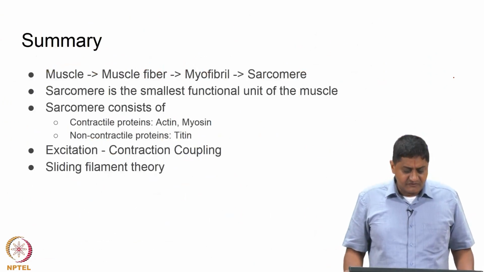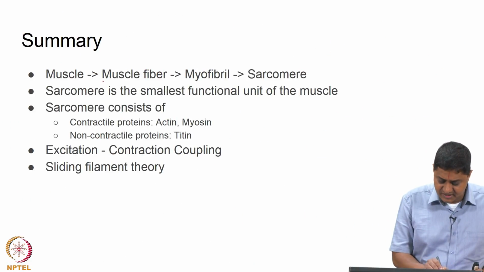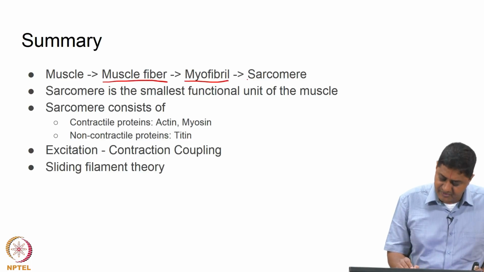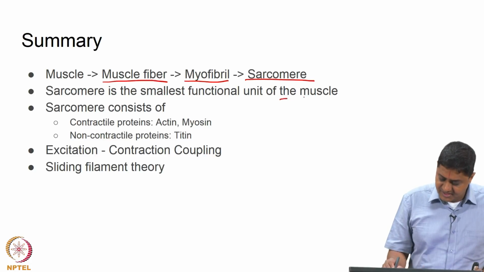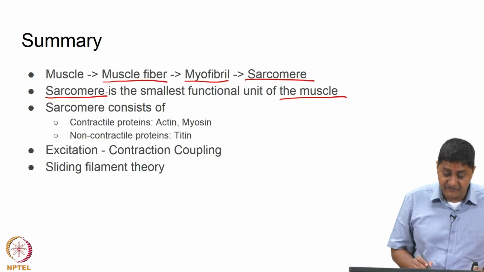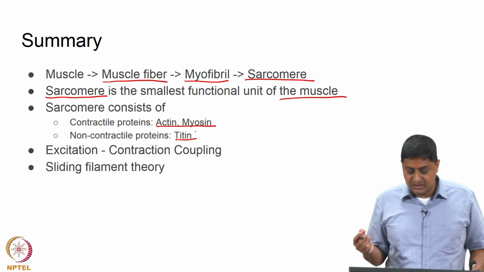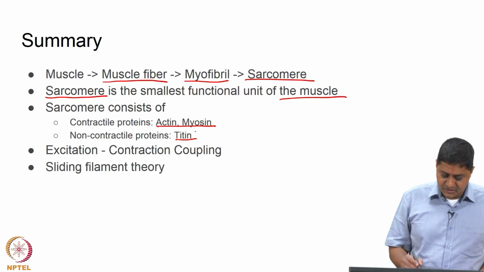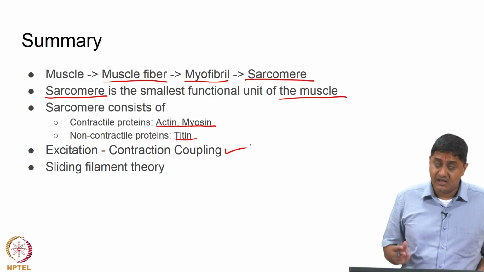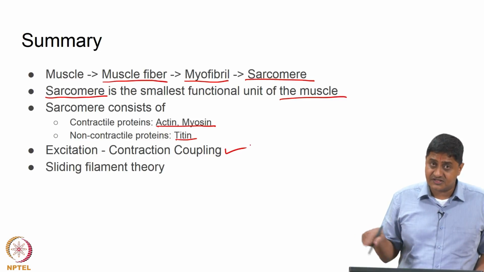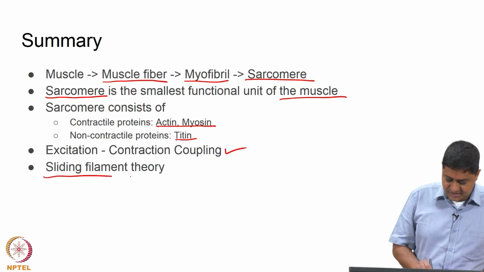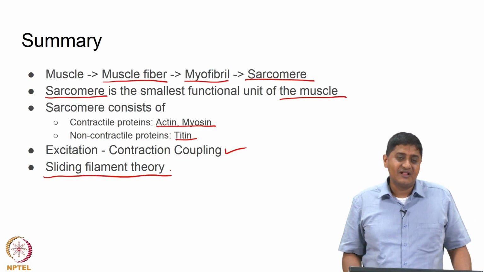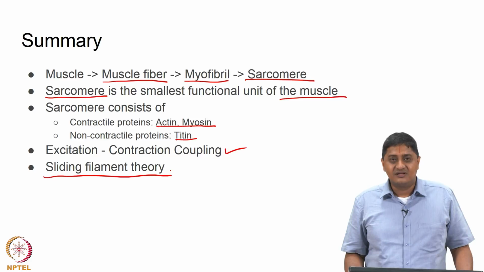So, what we have seen so far is that muscles are composed of muscle fibers, which are composed of myofibrils, which are composed of sarcomeres, and the smallest functional unit of the muscle is the sarcomere. It consists of actin and myosin and non-contractile proteins such as titin that hold the thick filament in place. We also saw in today's class excitation contraction coupling, how the excitation that is coming in causes contraction. How is this caused? Due to the crucial role of calcium. And we also discussed in relatively good detail the sliding filament theory. With this, we come to the end of this lecture. Thank you very much for your attention.